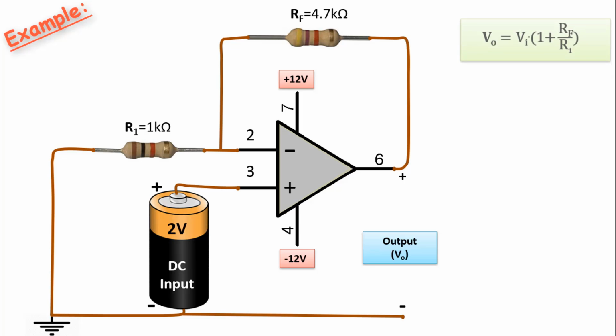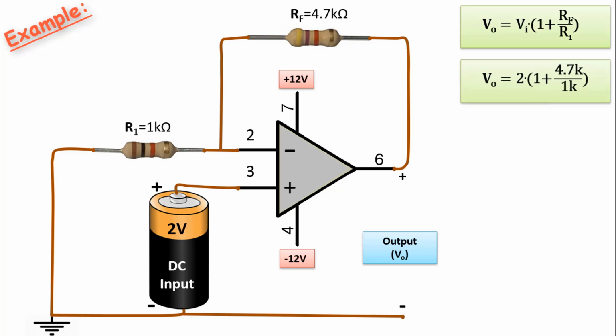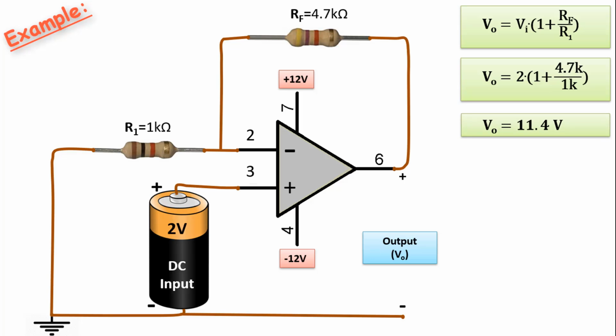Our formula was Vo equals Vi times 1 plus Rf over R1. If we substitute the values, Vo equals 2 times 1 plus 4.7 kiloohms divided by 1 kiloohm. If we do this operation, we find the output value as 11.4 volts. The 2-volt input voltage has been increased to 11.4 volts.